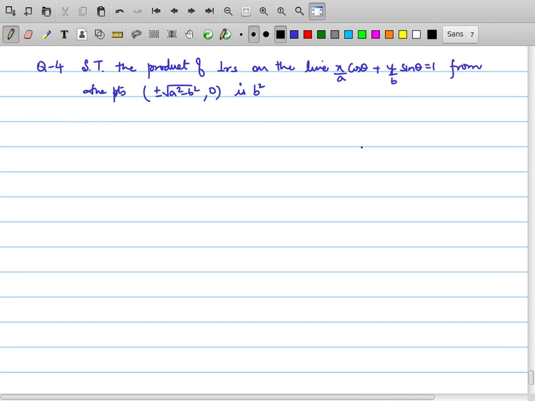Show that the product of perpendiculars on this line from the points is b squared. That is, suppose this is a line: x cos theta / a + y sin theta / b = 1. And there are 2 points. Let's say this point is (root of a squared minus b squared, 0). And let's say there is another point (minus root of a squared minus b squared, 0).